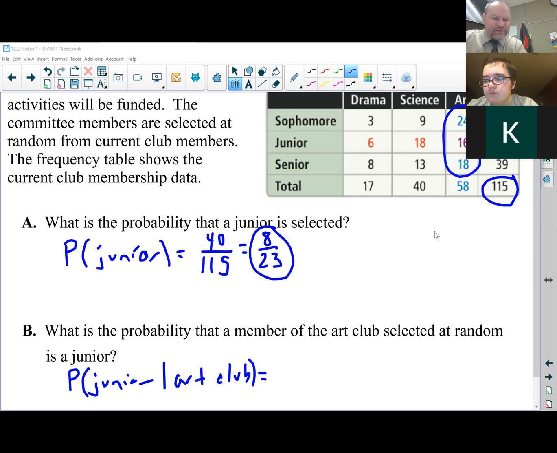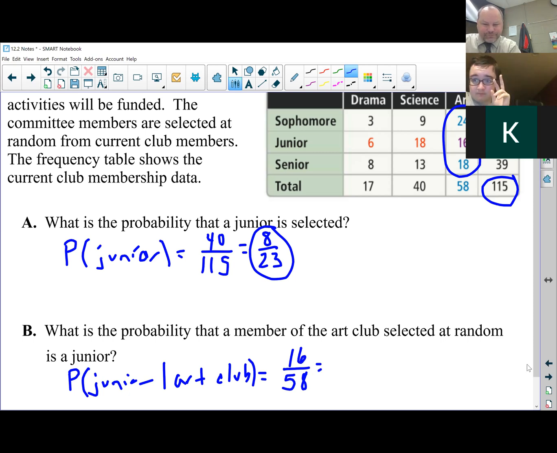Yeah, so Nadia said, well, there are 58 members of the art club. And how many of those 58 are juniors? Shane? 16. Correct. Excellent. A couple people on the chat with 16 as well.